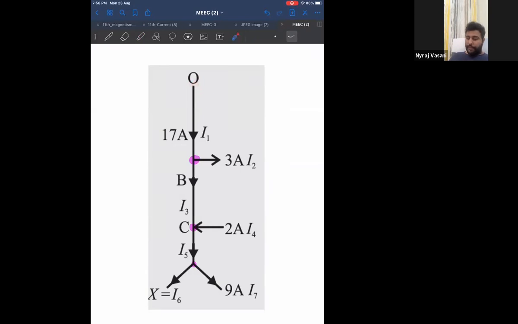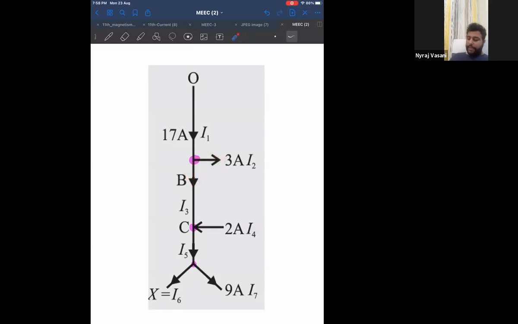Look at this particular node. Tell me the total current. Everyone listen to me now. What is the total current entering this node? Total current entering this node is 17. Therefore, total current leaving this node also should be 17, correct?